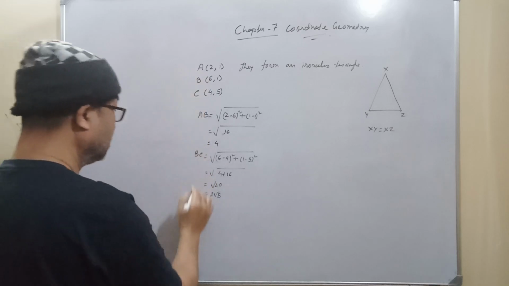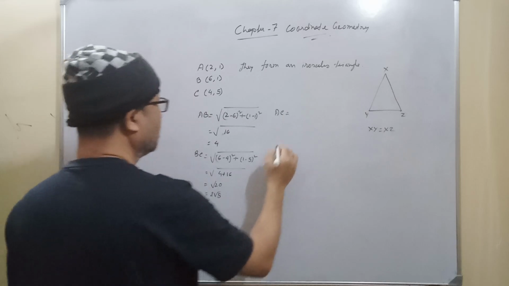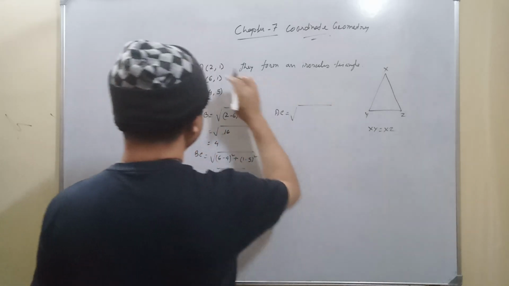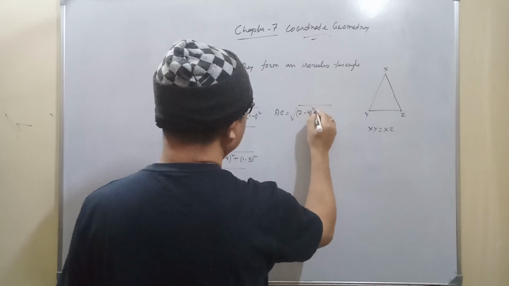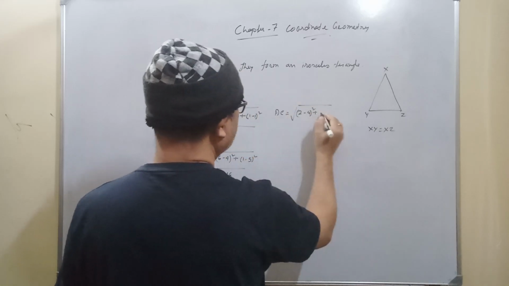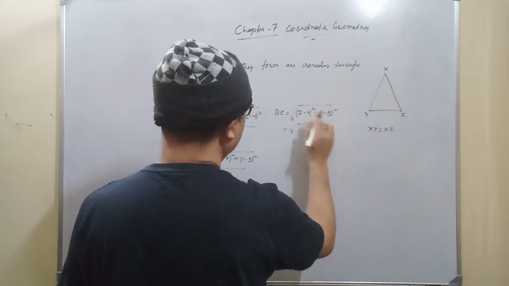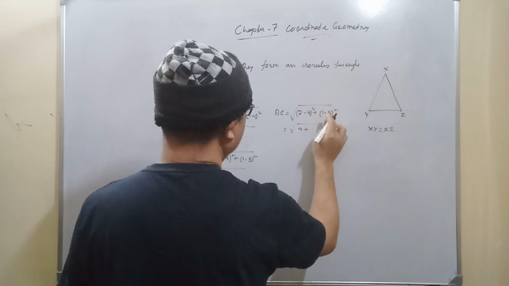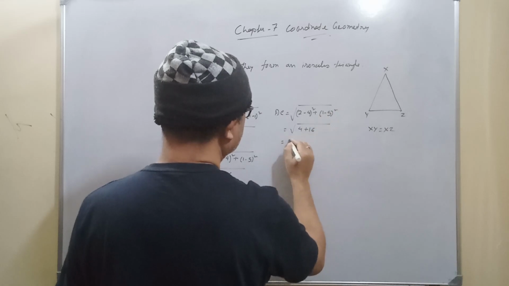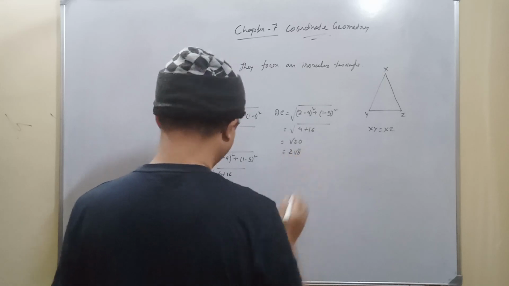Then we find the distance between A and C. AC is equal to square root of (2 minus 4) square plus (1 minus 5) square. Then how much do we find? 2 minus 4 is minus 2, square is 4; 1 minus 5 is minus 4, square is 16; 4 plus 16 is 20. It is equal to how much? 2 square root of 5.